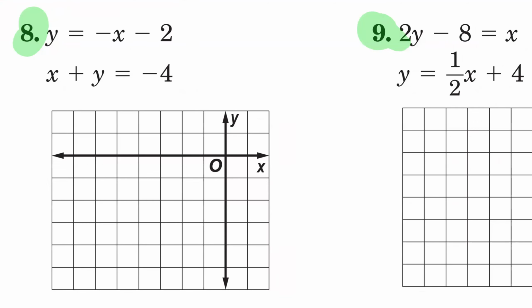The first one is in slope-intercept form. All right, so my slope is negative 1, and my intercept is negative 2. So I start at 0, negative 2. And then I go down 1 to the right 1, because it's a slope of negative 1.